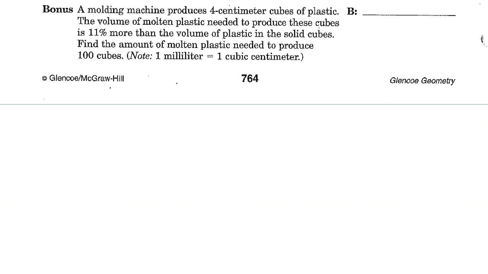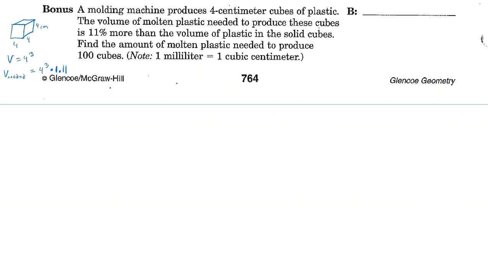Very cool. So 4 centimeter cubes of plastic. 4 by 4 by 4, all in centimeters. The volume of molten plastic needed to produce these cubes is actually 11% more. So we just take that volume, and that's 4 cubed, and then the volume needed, though, is that volume, so 4 cubed, and then we add 11%. So you could either go times 11%, and then plus the original 100%, or a nice clever shortcut, which works out, is go, if we started with 100% and added 11, we then have 111%, or in other words, we multiply it by 1.11.